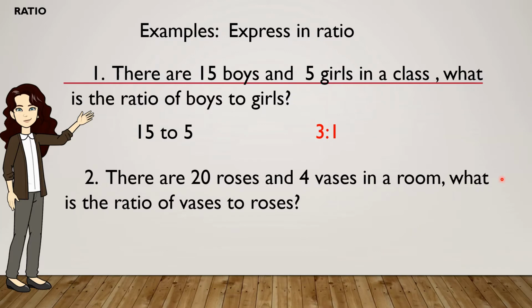Number 2. There are 20 roses and 4 vases in a room. What is the ratio of vases to roses? So, get vases first, so 4 to 20, since roses is 20. It becomes 1:5 because we need to divide by 4. 4 divided by 4 is 1. Then, 20 divided by 4 is 5. So, the answer is 1:5. Meaning, you have 1 vase to 5 roses.